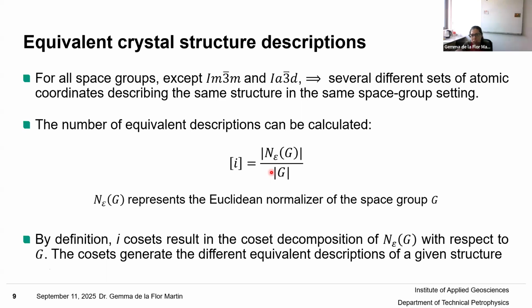So the calculation of these equivalent descriptions is essential for comparing structures. In general, the comparison of two supposedly similar structural models requires considering the possible existence of multiple equivalent descriptions. This means that the process cannot be reduced to a direct comparison of unit cells and atomic positions. Instead, for one of the structures, all the alternative equivalent descriptions compatible with the space group setting must be explored.